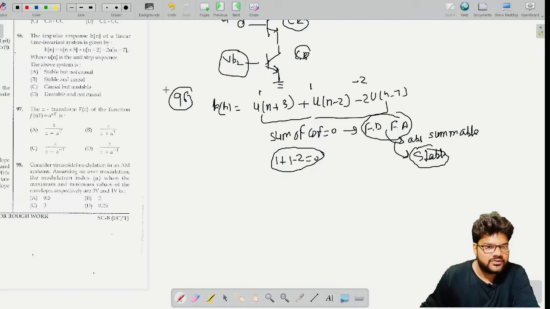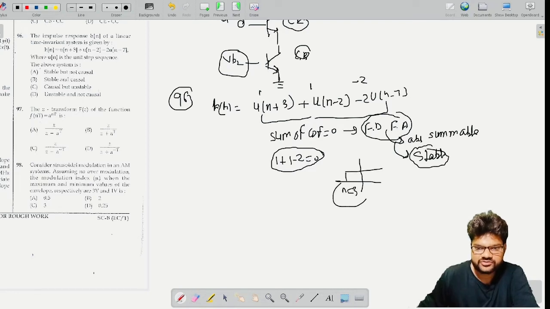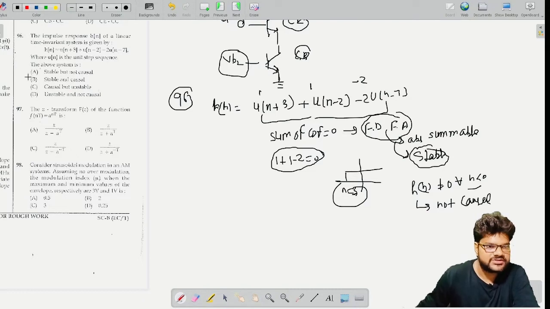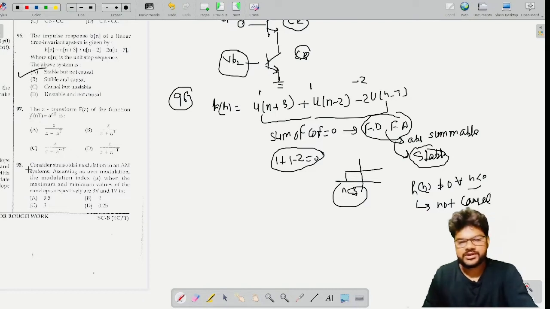And for commenting on causality, this system is also present for n less than 0, because this is starting from n equals -3 also, right. So h[n] is not equal to 0 for n less than 0, then this is not causal, okay. So this is not a causal system, right. So we can say this is stable but not causal, so the correct option will be A.